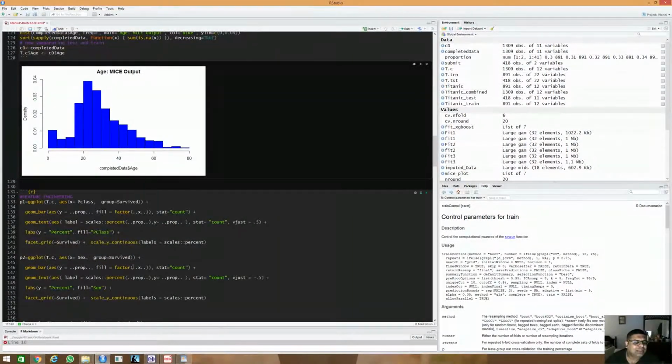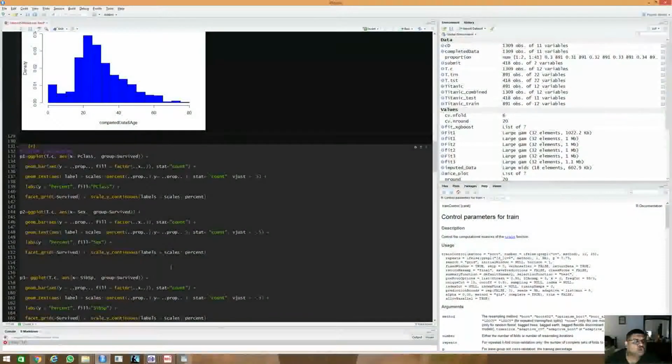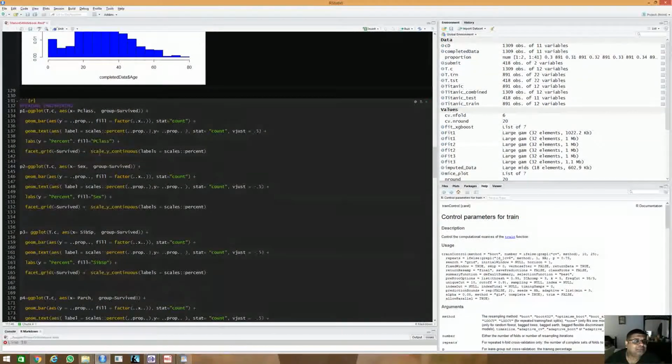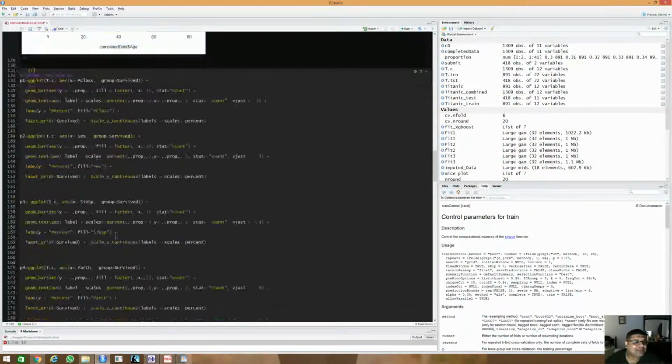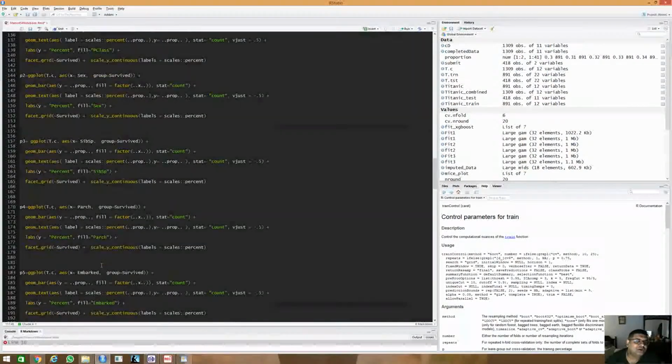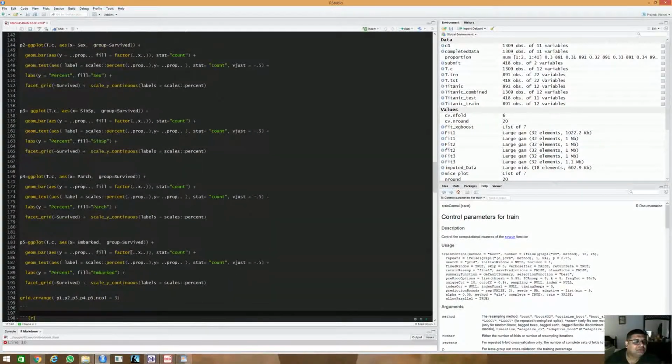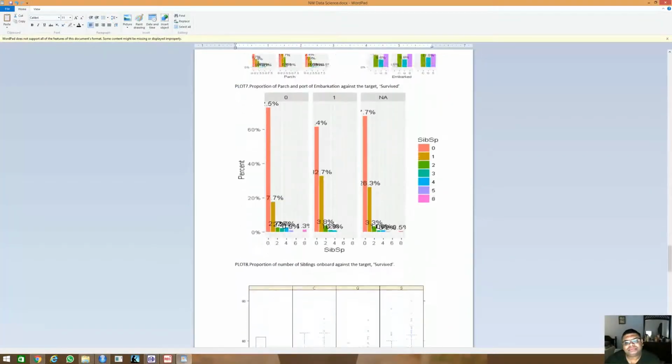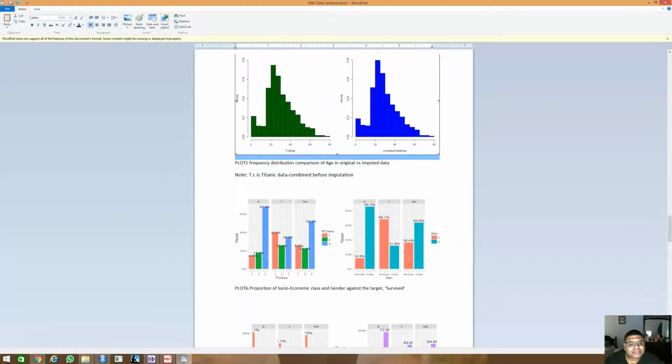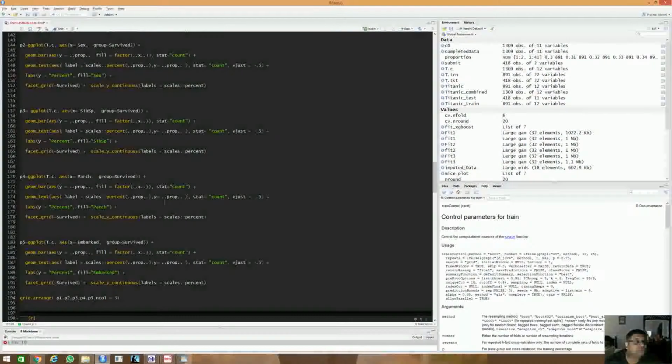Moving on to feature engineering, I wanted to see how each of the variables compared against the target or the label. In this case, I created bar charts for the passenger class, the sex, the siblings or spouse count, the parent-child relationships aboard, and the port of embarkation. They were plotted using ggplot2.